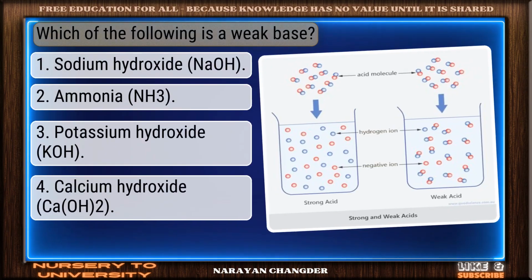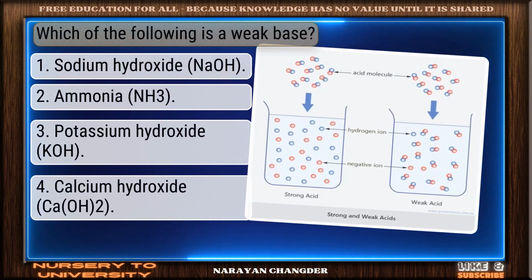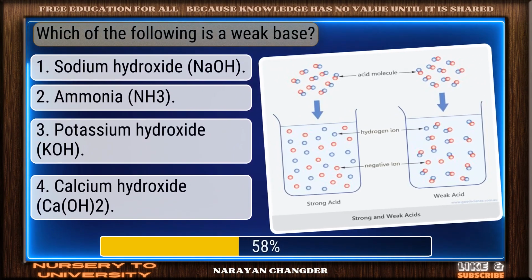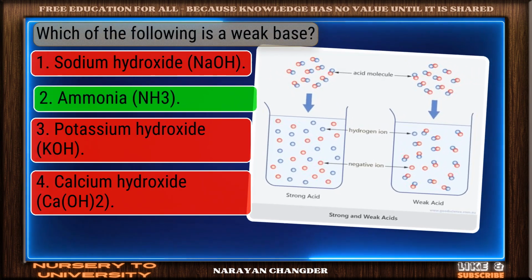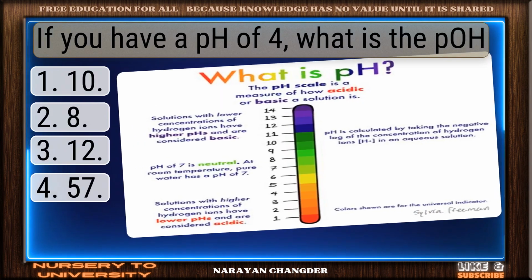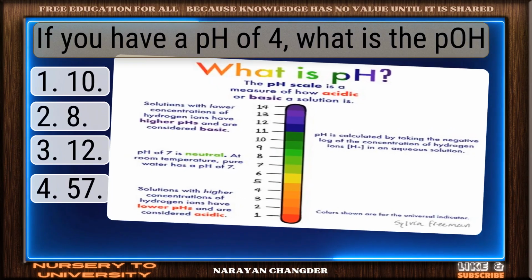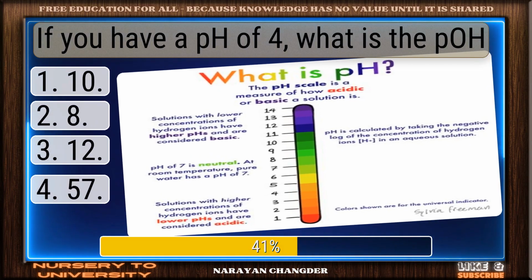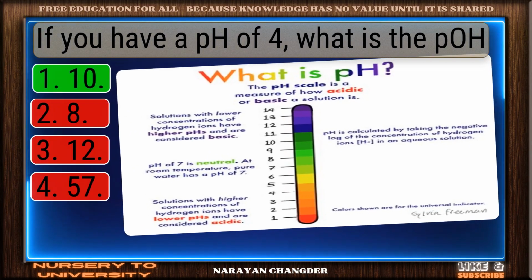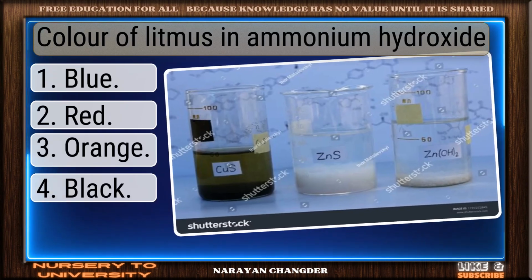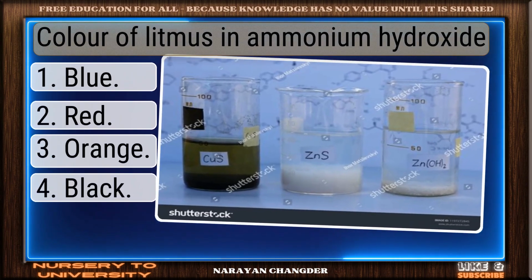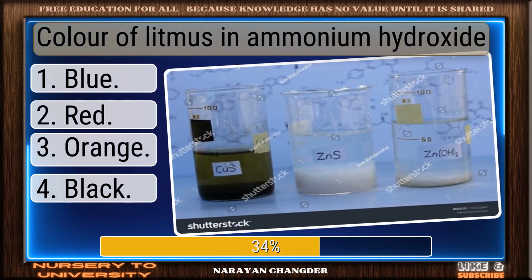Question number 51. Which of the following is a weak base? On track. Ammonia is the correct answer. Question number 52. If you have a pH of 4, what is the pOH? Good thinking. 10 is the right answer. Question number 53. Color of litmus in ammonium hydroxide.